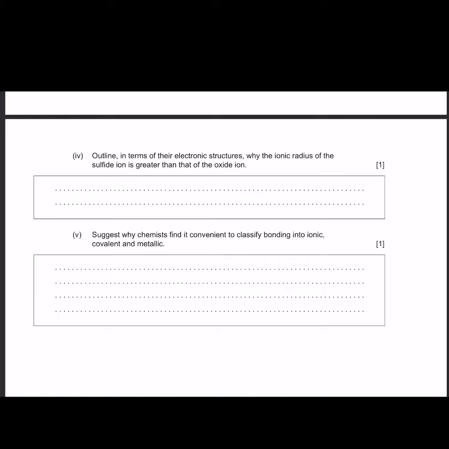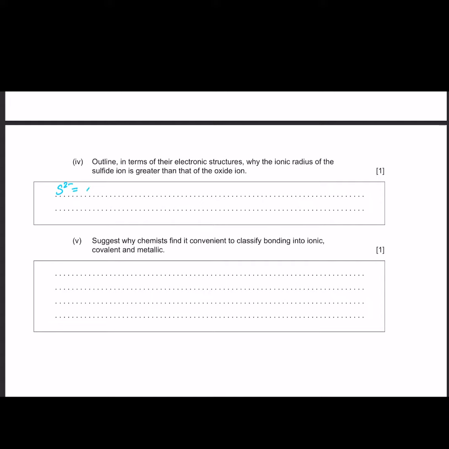Now, in the next question, outline in terms of the electronic structure why ionic radius of sulfide ion is greater than that of the oxide ion. Again, we can do this explanation using electronic configuration. So the electronic configuration of S2- would be 1s2, 2s2, 2p6, 3s2, 3p6, as we did in the previous question. Electronic configuration of O2- would be 1s2, 2s2, 2p6. So we can see that S2- ion has an extra shell, that is n equals 3. We know that using the same logic, as we go down a group, the atomic size increases. Okay, so the reasoning would be like this. S2- has an extra shell of electrons as compared to O2-. Hence, it has a bigger size.